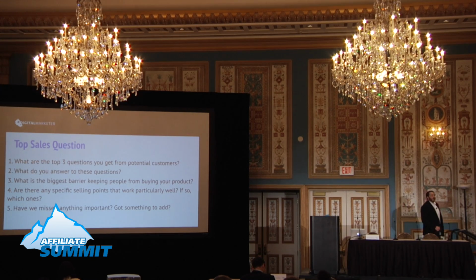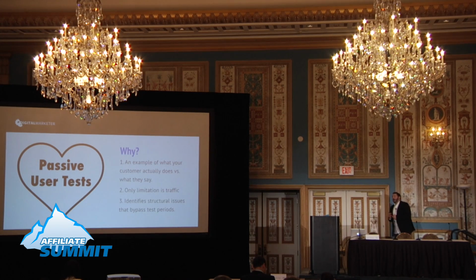How can we get this to them easier? Because the idea is you need to anticipate what they want, and the only way you can do that is with this type of research. So that is why I love passive user tests. They're an example of what your customer actually does versus what they say. The only limitation is your traffic, and it identifies structural issues that can bypass split testing test periods because you've identified an accessibility or a foundational issue.